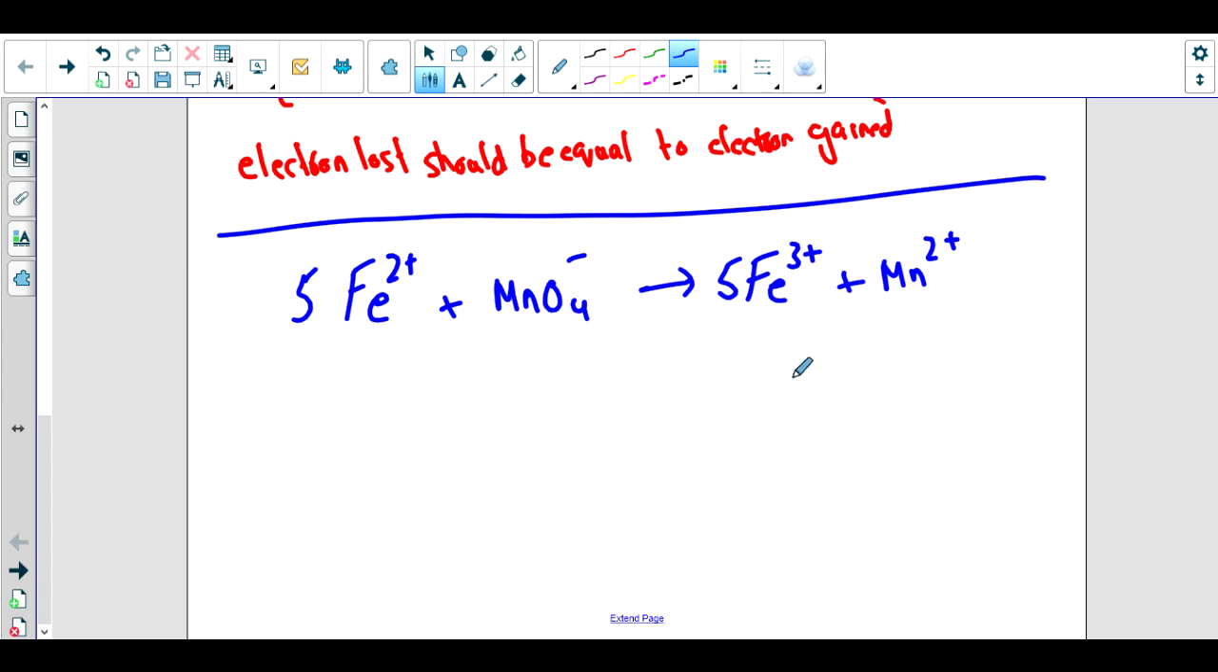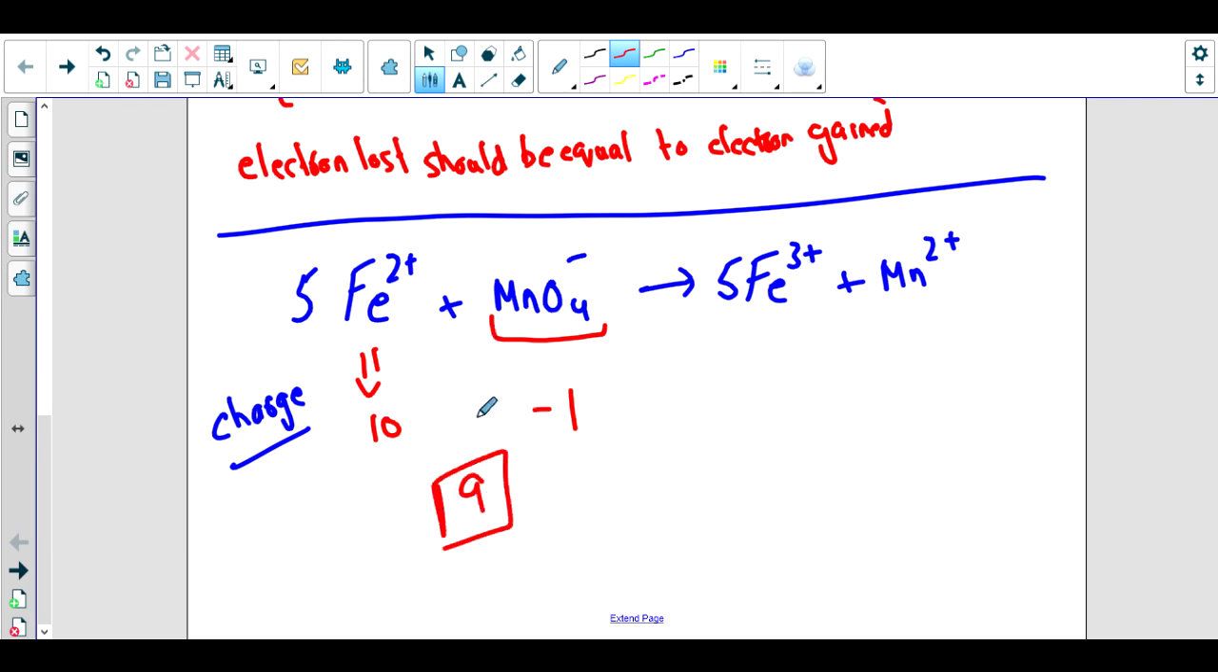Now I want to see something else. We want to balance the charge. If you look here, it is 2 multiplied by 5, so it is 10. And overall the charge of MnO4 is -1. 10 minus 1 is 9. So on the reactant side it's 9.